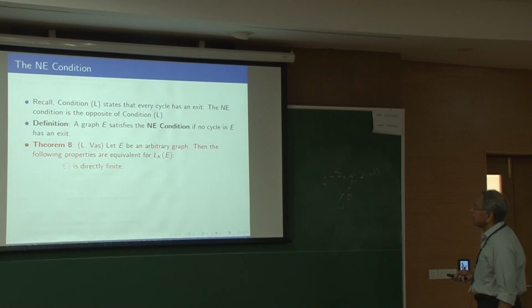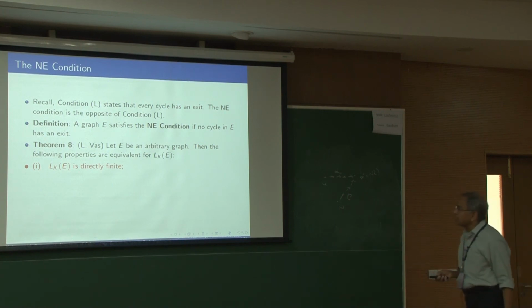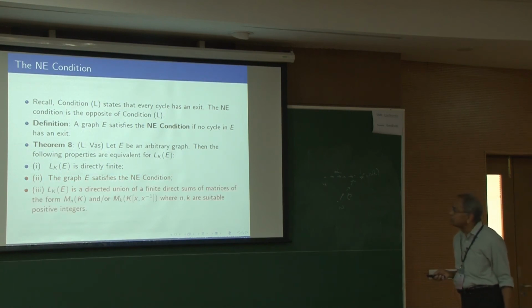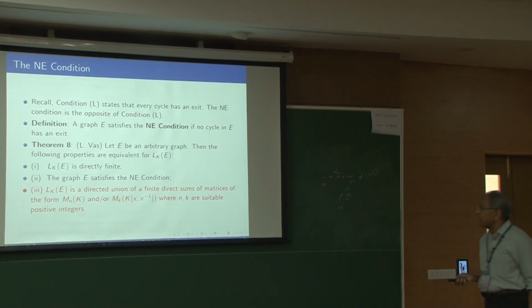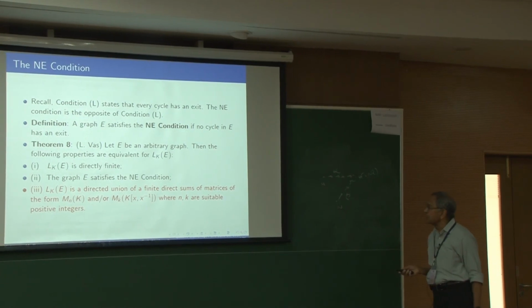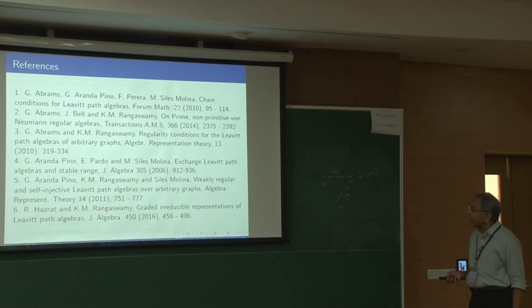And the theorem is that if E is an arbitrary graph, then the Leavitt path algebra is directly finite if and only if the graph satisfies the any condition. And in that case, the path algebra can be shown to be a directed union of finite direct sums of matrix algebras of the form M_n(K).